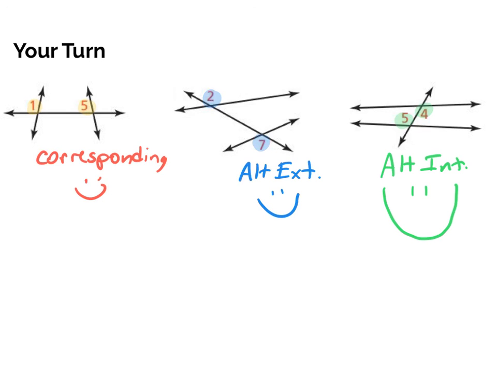All right, real quick, the first one, 1 and 5, would be corresponding. They're both in the top left corner of those 2 intersection points. 2 and 7 would be alternate exterior angles because they are on the outside of those 2 lines and they are on opposite sides of the transversal. And then lastly, this one's kind of tough because it was kind of squished, but 4 and 5 would be interior angles and they are on opposite sides of the transversal, so they are alternate interior angles.